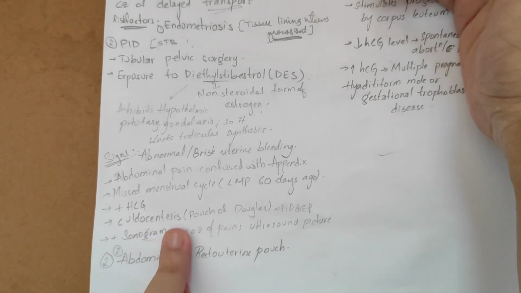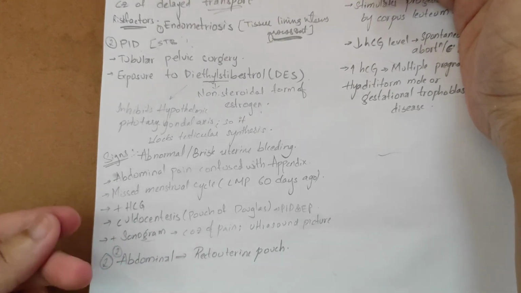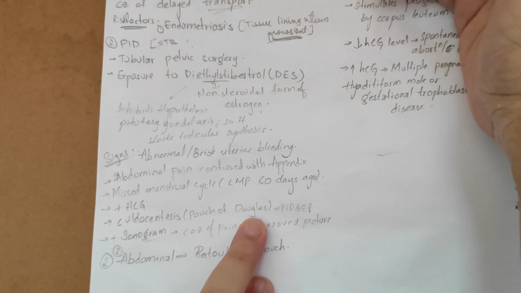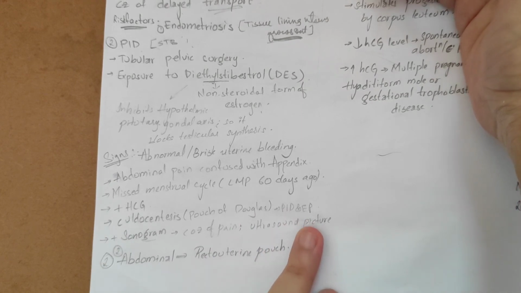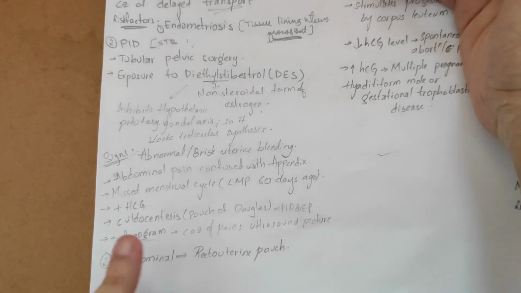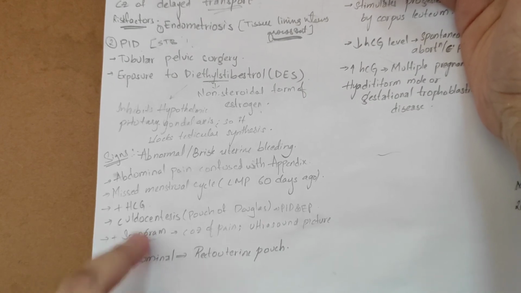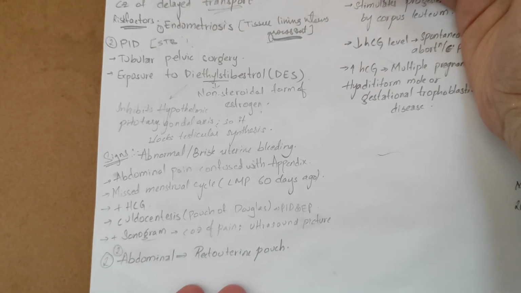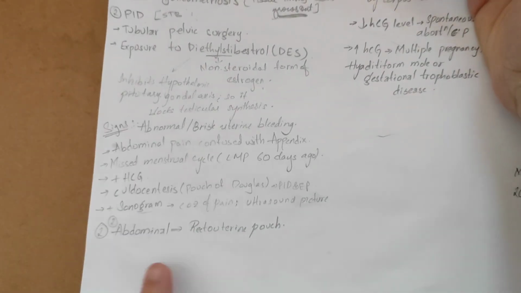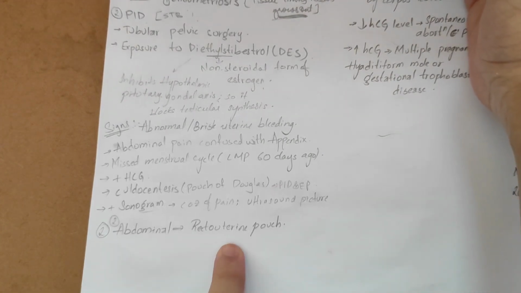Culdocentesis is the extraction of fluid from the pouch of Douglas for the detection of pelvic inflammatory disease and ectopic pregnancy. We can also see a positive sonogram, which is the ultrasound picture used for diagnosis. As I said, the second form is abdominal, which usually occurs in the rectouterine pouch, that is, the pouch of Douglas.